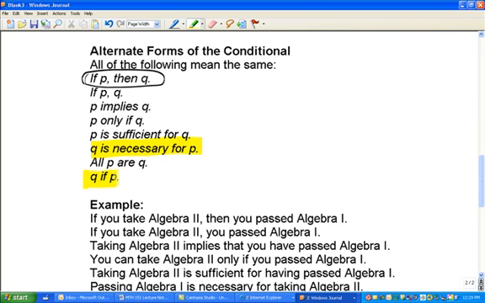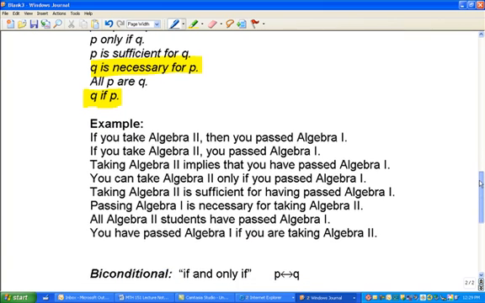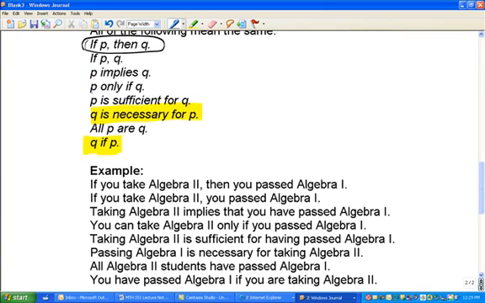So necessary is one case where Q comes first. The consequent comes first. All P are Q, we've worked with that before, and Q if P. This one's kind of a dead giveaway because of the if in front of the P, but I want to show an example because I think this one gives a lot of people some trouble, and of course this one below it.